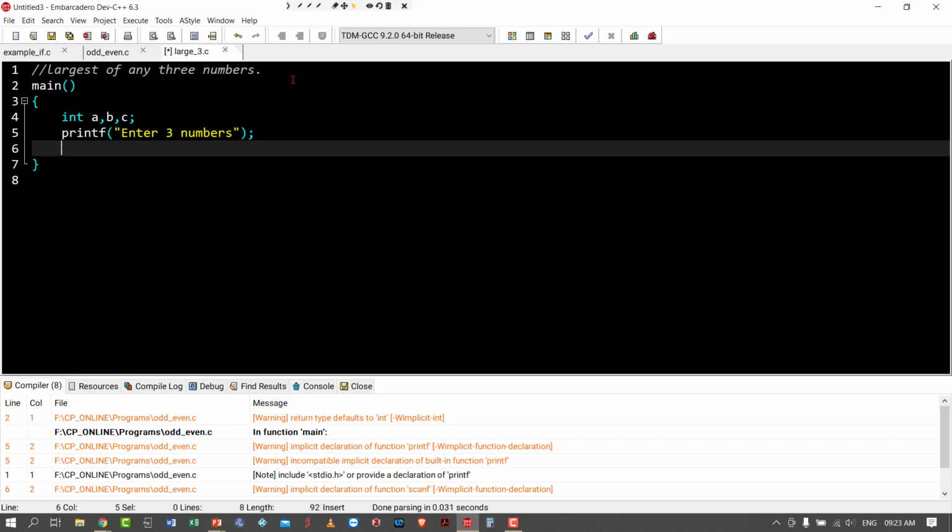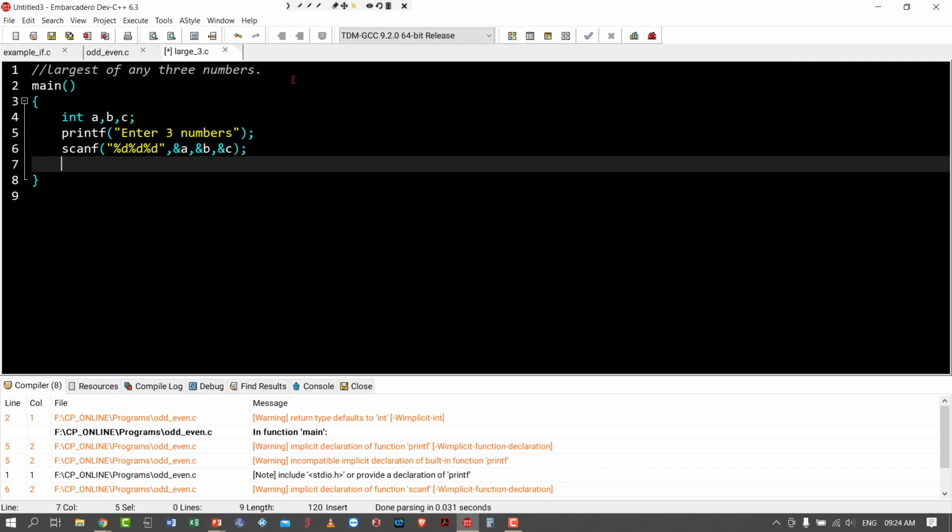Shyam Santosh, what will be the next statement? scanf. Percentage d, 3 percentage d's are needed. Comma, ampersand a, ampersand b, ampersand c. Okay, ampersand a, comma, ampersand b, comma, ampersand c.